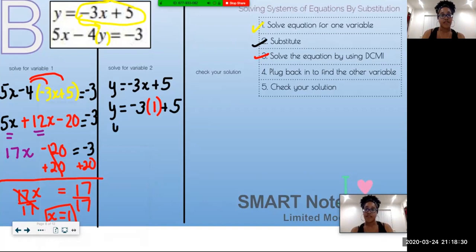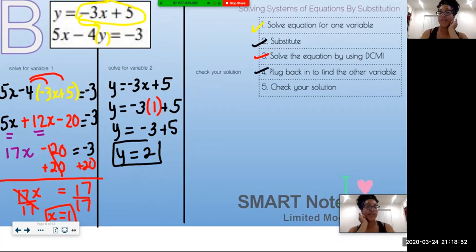Plus 5. So y is equal to, what's negative 3 times 1? That's negative 3 plus 5. And y is equal to negative 3 plus 5. Signs are different. You subtract, keep the sign of the bigger number. So y is equal to 2.